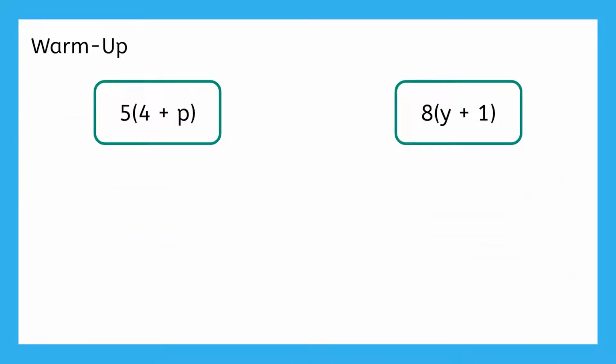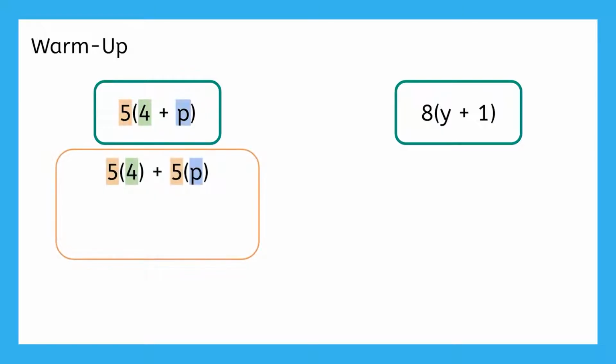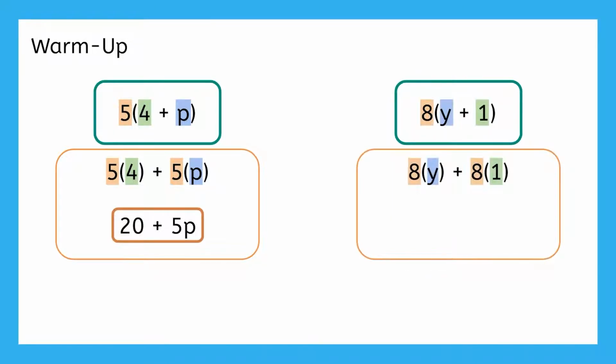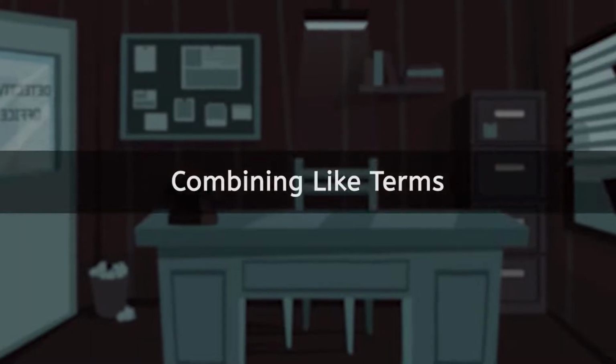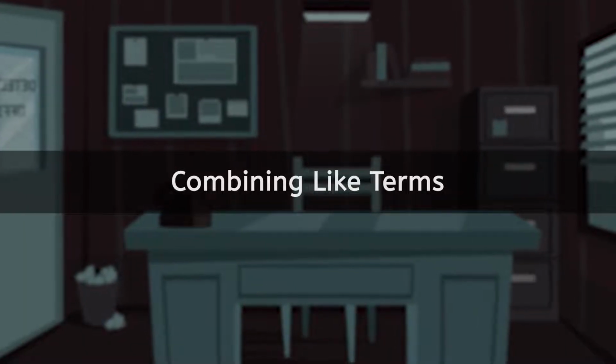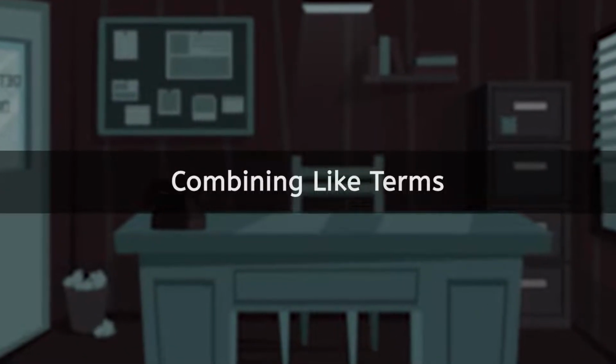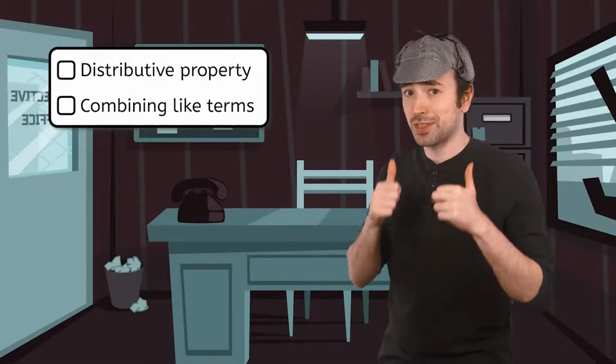On to the rest of the warm-up. After distributing the 5 in the second expression and simplifying, we get 20 plus 5p. And distributing the 8 in the third expression gives us 8y plus 8. Great job using the distributive property. We now have one tool we can use to see past the secret identities. But we're not there yet.